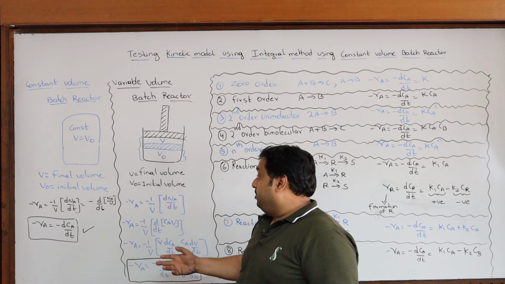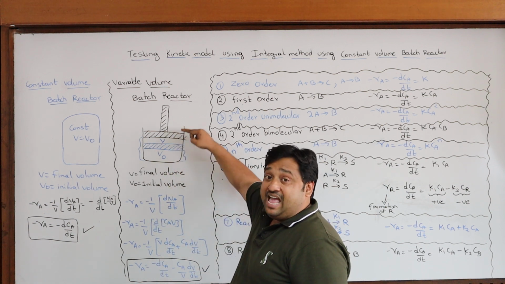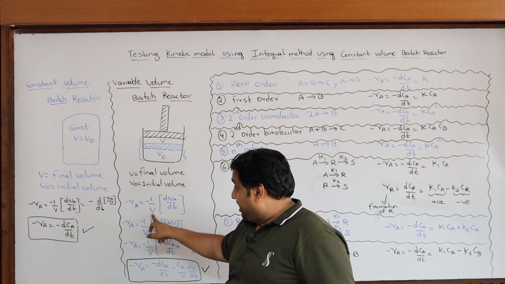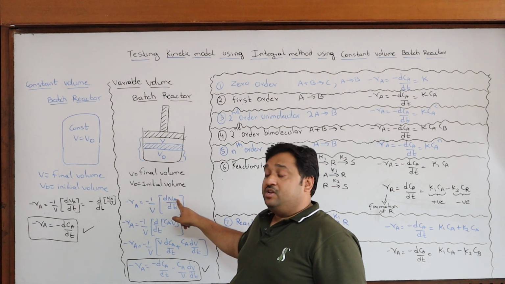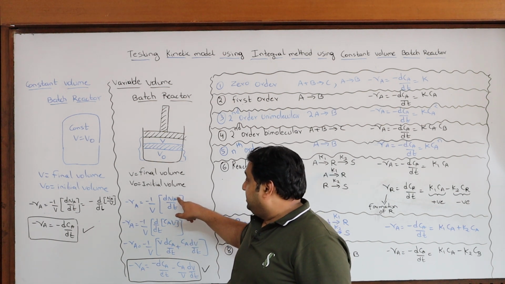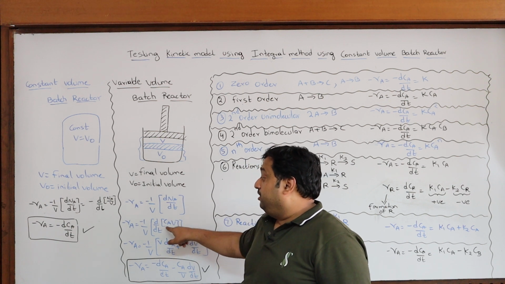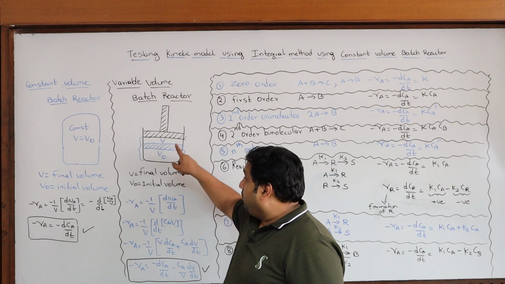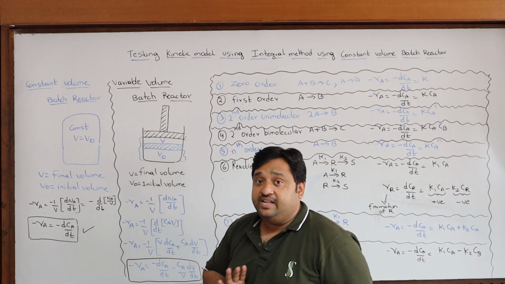Now volume is changing because of the reaction, so volume is not a constant. When it is not a constant, you cannot take it out of the derivative. Instead, you know what moles is: concentration into volume gives you the moles. You replace Na with Ca into V. Now d by dt of Ca into V: because of the reaction the concentration is changing, and because of the reaction the volume is also changing. That is why none of the terms can come out of the derivative.